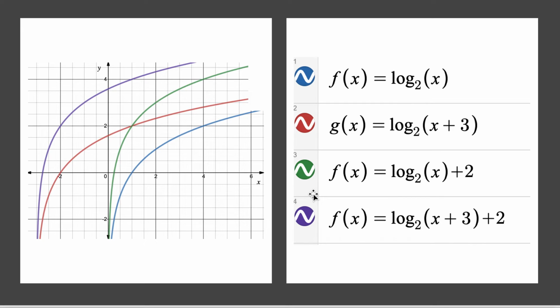But now, if we look at the purple function, which was h of x, in this case it is log base 2 of x plus 3, plus 2. So we have a combination of horizontal translation and vertical translation. The point of intercept 1 and 0 moves 3 units, which is minus 2 and 0, and it goes 2 units up, so this point is going to be minus 2 and 2. And of course it has the same vertical asymptote: x equals minus 3.